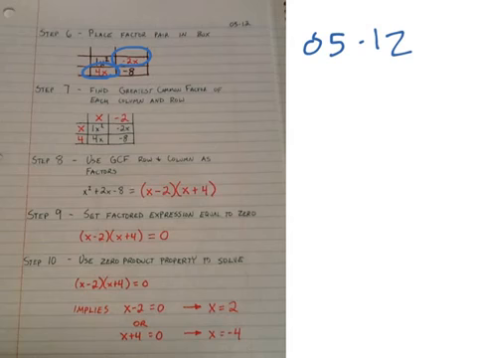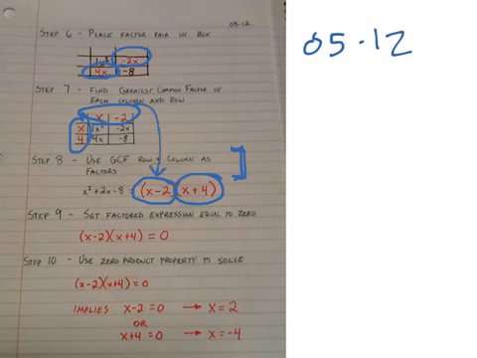At this point, we use the greatest common factors of the rows and columns to write the factored form. So what we have is x minus 2 times x plus 4. At this point, we have factored our original equation, and we can set that factored equation equal to 0.